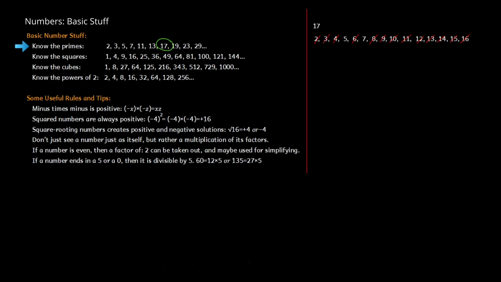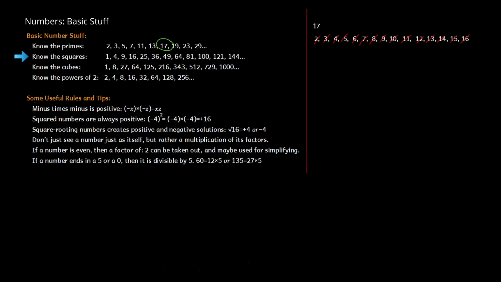3 won't go in, the nearest being 15 with a remainder 2. 5 won't go in, 15's the nearest, again with a remainder 2. 7 won't go in, the nearest being 14 with a remainder of 3. Therefore, we declare 17 as a prime. So it's good to know what numbers are primes and what aren't primes.